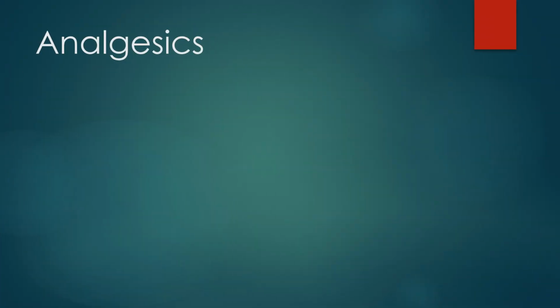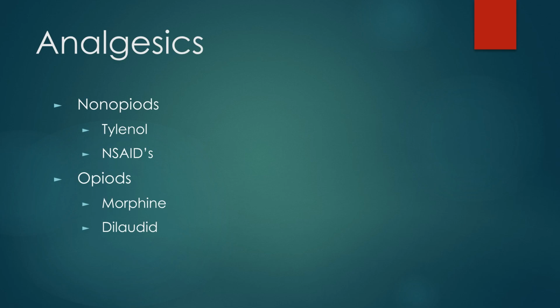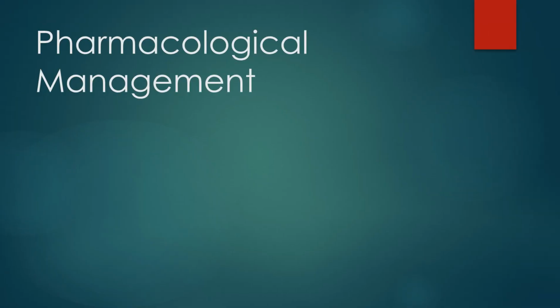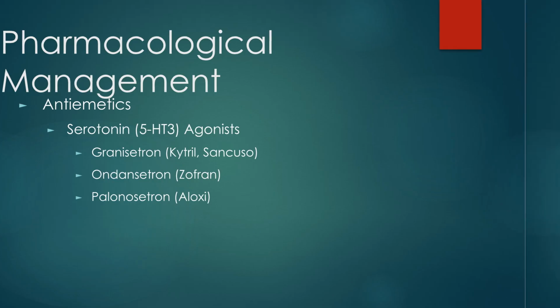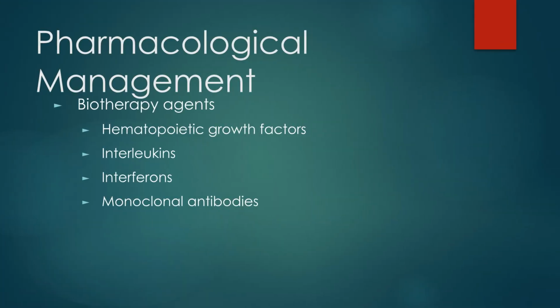Analgesics are crucial for pain management. These include non-opioids, such as Tylenol and NSAIDs, and opioids like morphine and Dilaudid. Antiemetics are used to manage chemotherapy-induced nausea and vomiting. Examples of serotonin agonists include granisetron, ondansetron, and palonosetron. Biotherapy agents involve using the body's immune system to fight cancer. These include hematopoietic growth factors, interleukins, interferons, and monoclonal antibodies.